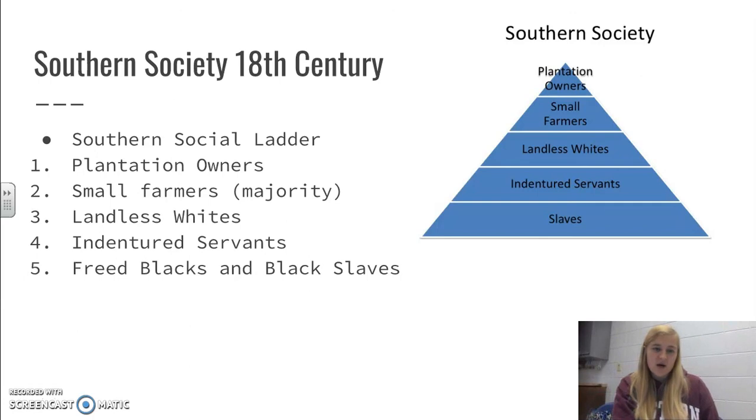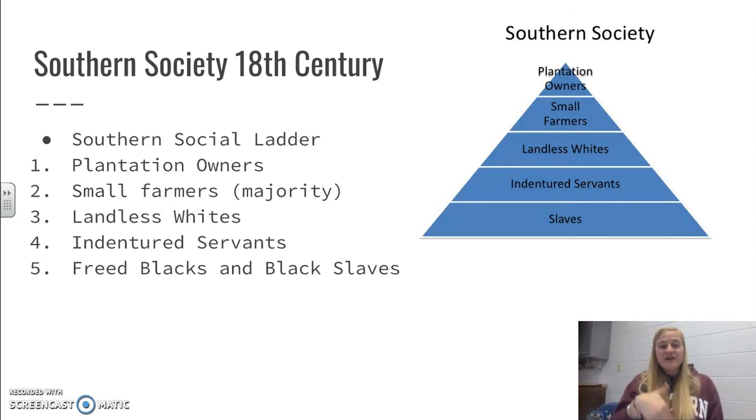So at the very, very bottom, we have freed blacks, which is a very, very, very small portion of the population, and then slaves. So at the very bottom, those black slaves and freed blacks actually end up being the largest social group in the South.